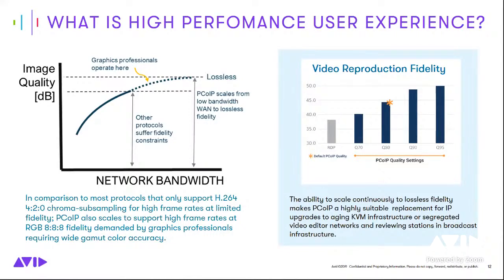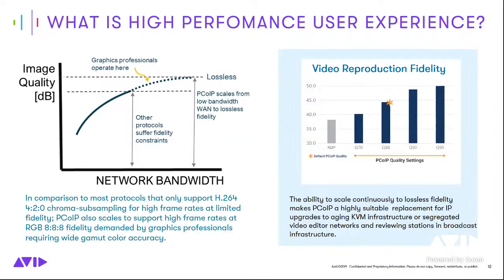So on the left-hand side is a graph of the bandwidth required. This is the network bandwidth for a video playback, as an example. And the image quality is the scale there on the far left. Most remote protocols are able to adjust down. If you have poor network bandwidth, they're able to adjust down to lower image quality. That's what you would expect of any protocol.